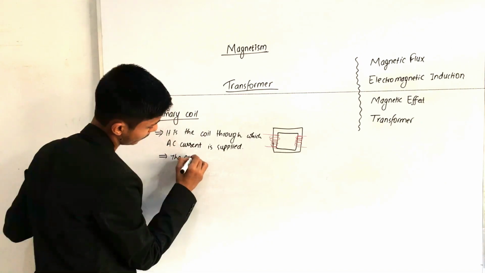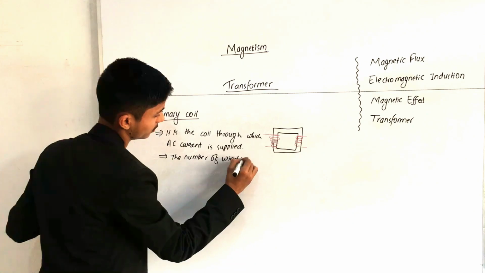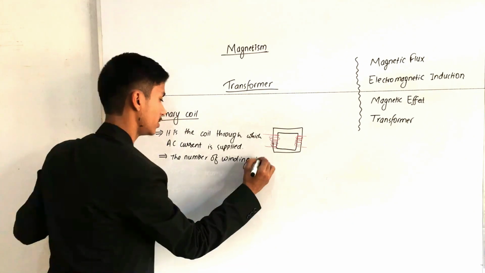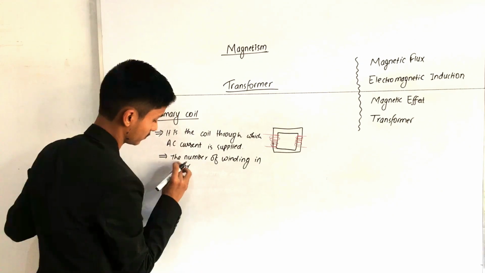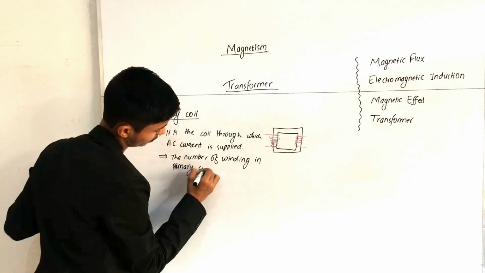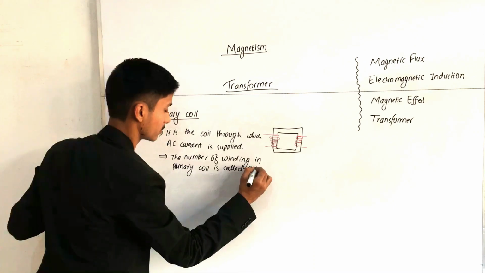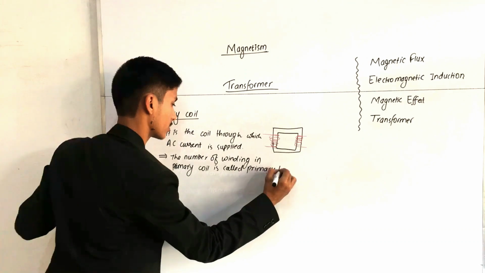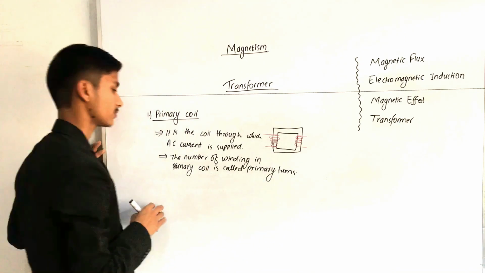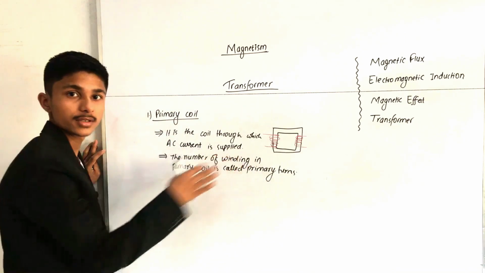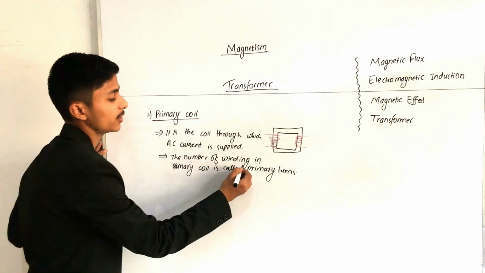The number of windings in the primary coil is called primary turns. And the voltage which is supplied to the primary coil is called primary voltage.